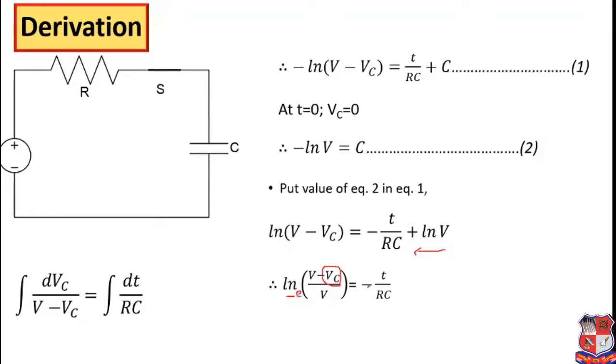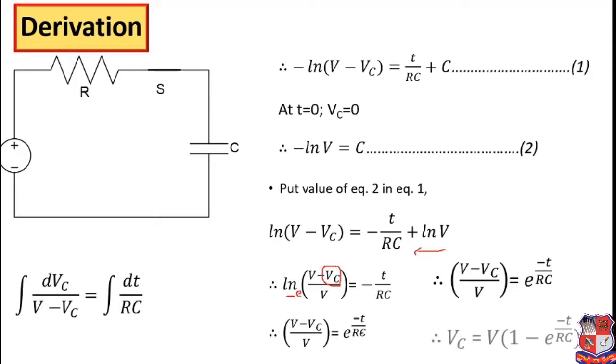So when you take this on the opposite side, you will get (V minus Vc) by V equals e raised to minus t by RC. If you solve this further, you will get Vc equals V times (1 minus e raised to minus t by RC). Now further, you can find the value of Ic.